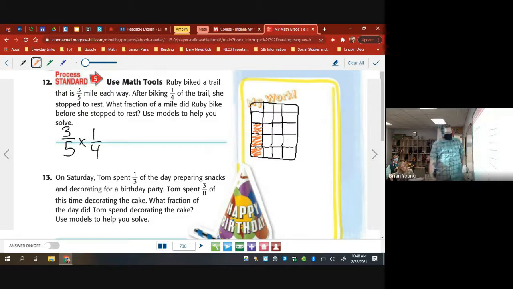How many am I going to shade in of my 1/4? 1. Is already shaded. How many total are shaded? Out of how many total? 3/20. Pretty easy, right? Which you could have guessed if you just did 3 and 20. Again, some of you, it might help.